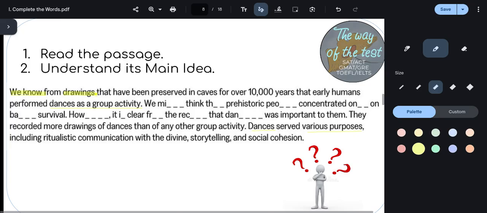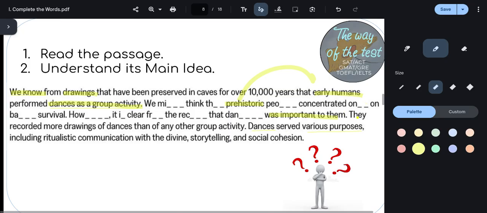Okay, something about drawings that have been preserved in caves for over 10,000 years. That early humans. Okay, it's about early humans. So it's not about us. It's not about 2026 humans. It's not about 21st century humans. It's about all humans or early humans. Perform dances as a group activity. Okay, so this is about dancing as a group activity. Something prehistoric, again prehistoric because these are early people. Concentrated on, we don't know, and something was important to them. So they're telling us this is about all humans and something being important for all humans.